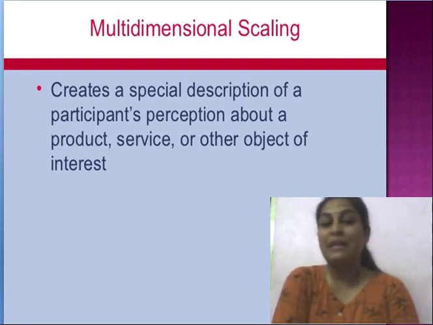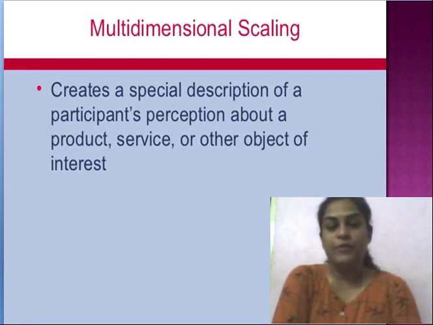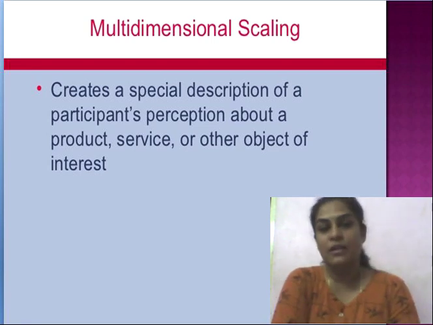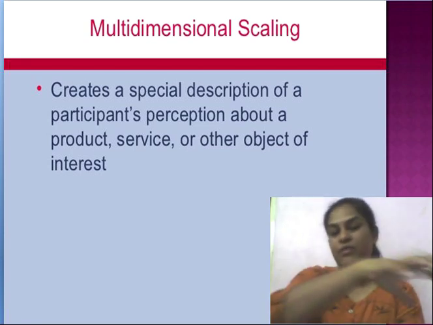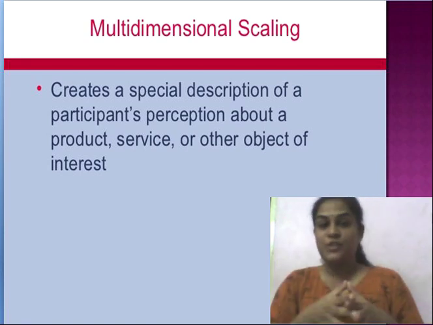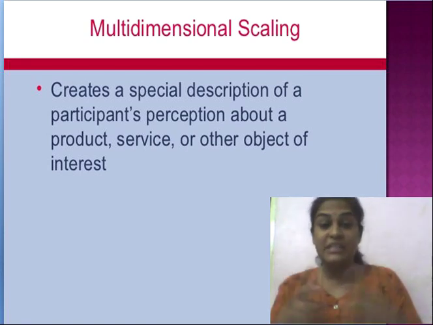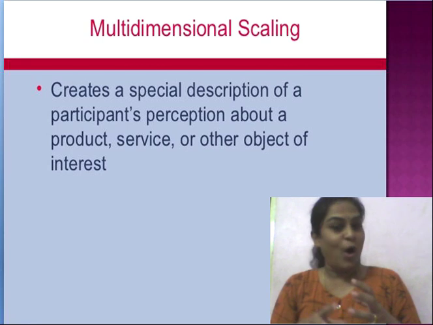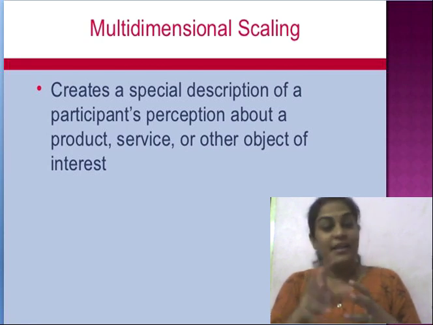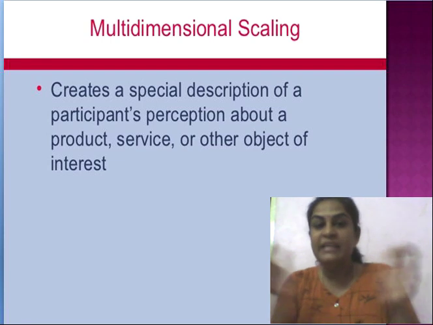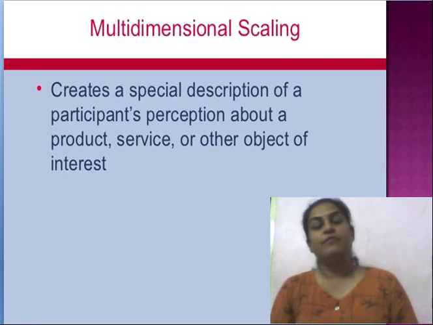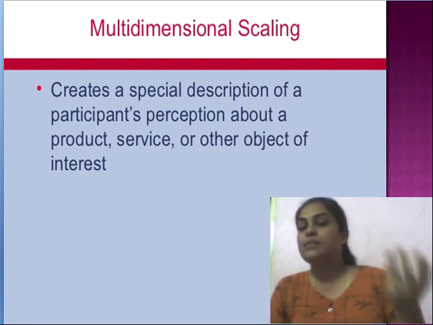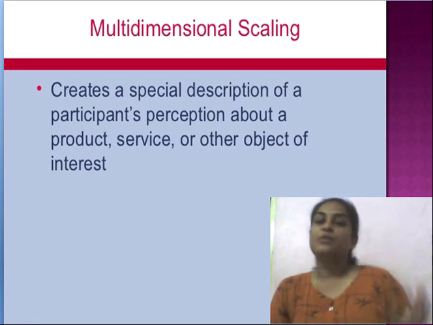It is called multidimensional scaling. If you read the word multidimensional, it means we focus on all kinds of dimensions, all kinds of factors we take into consideration. Here we are trying to create a spatial description of a participant's perception about a product, service or other objects of interest. In this, we can analyze all the variables through multidimensional scaling for better understanding, along with clustering and also factor analysis.